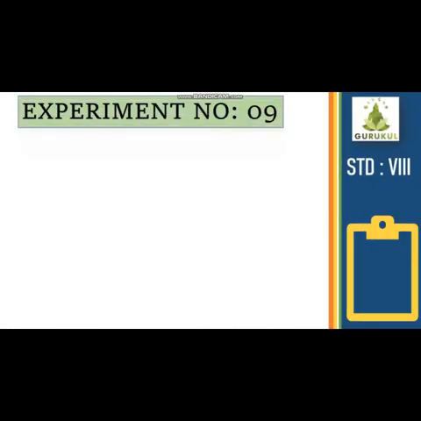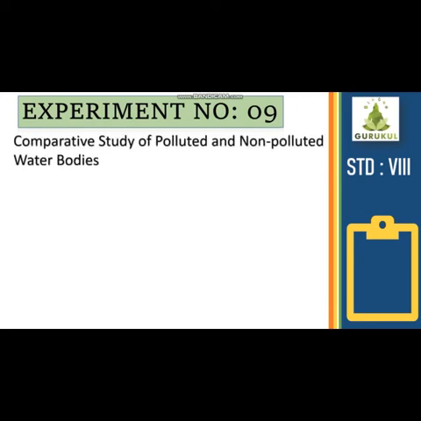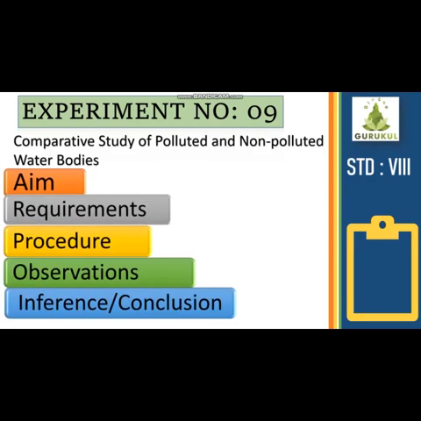We are going to study experiment number 9. What is the title of our experiment? Let us understand that. Comparative study of polluted and non-polluted water bodies. We are going to compare and study polluted and non-polluted water bodies under 5 subheadings. Now you all are well versed with these 5 subheadings. Which are those? Aim, requirements, procedure, observations, inference or conclusion. Correct.